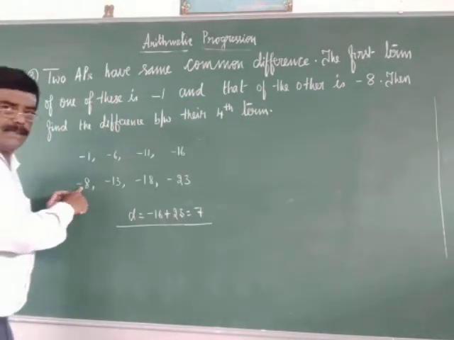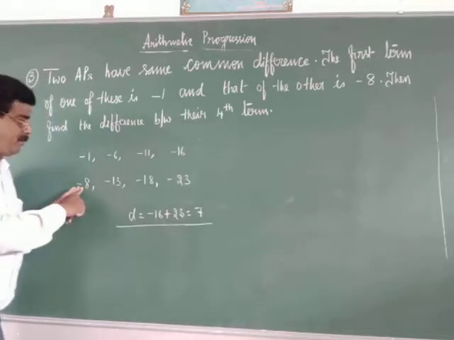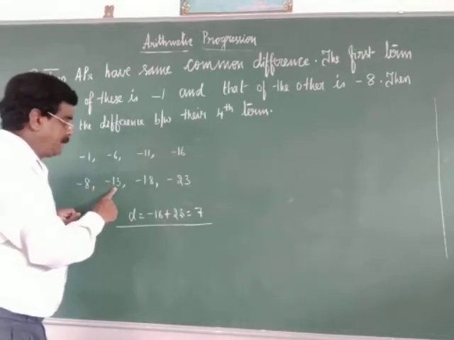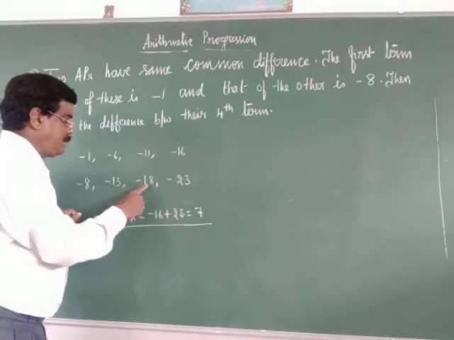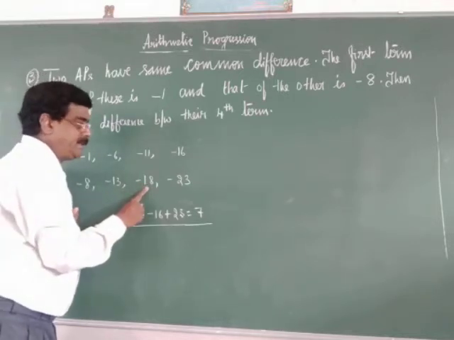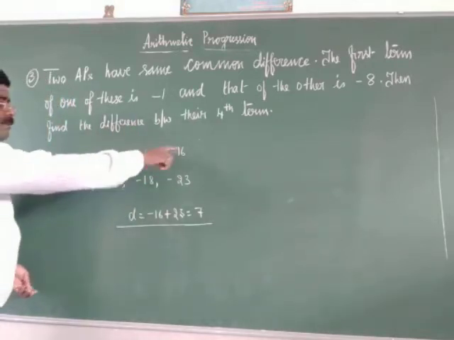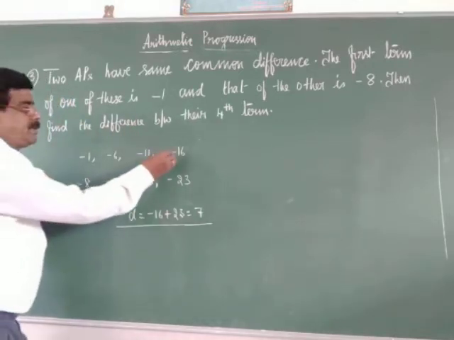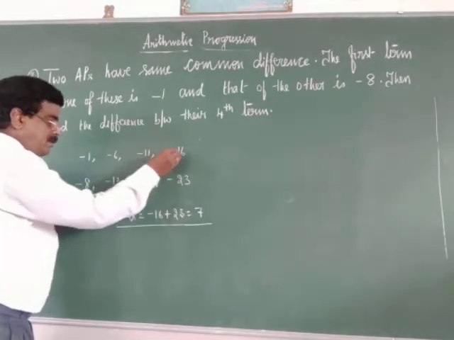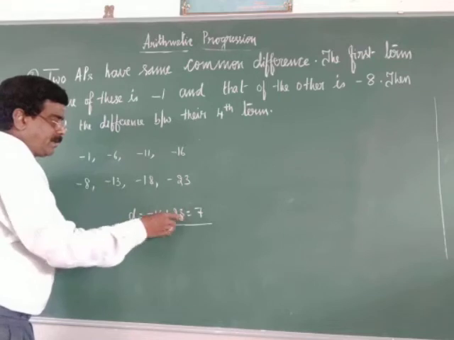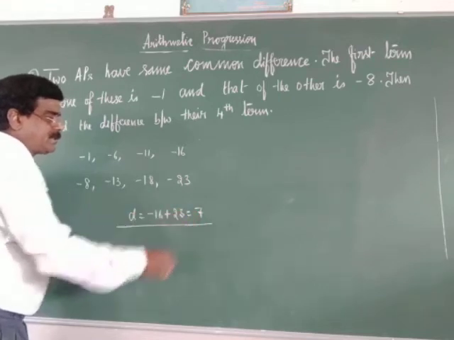Since the common difference is the same, we add -5 again. So -8 minus 5 is -13, minus 13 minus 5 is -18, and so on. These are the four terms. If you find the difference between these two fourth terms, this minus this, -16 minus of this means you have to change the sign, so -16 plus 23, or 23 minus 16, is nothing but 7.